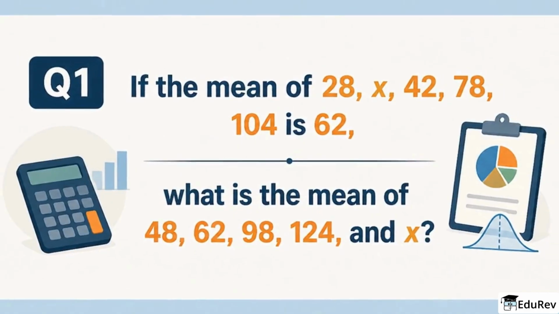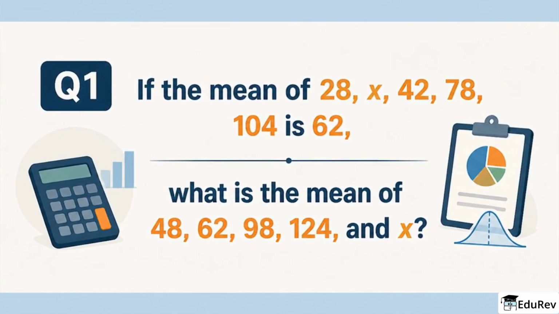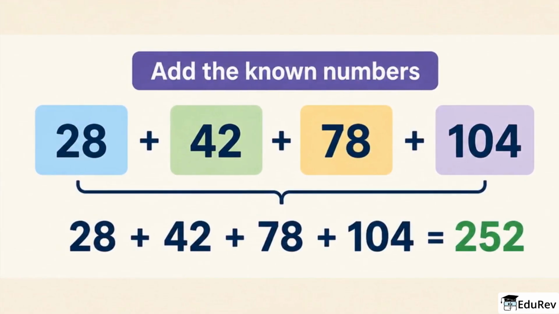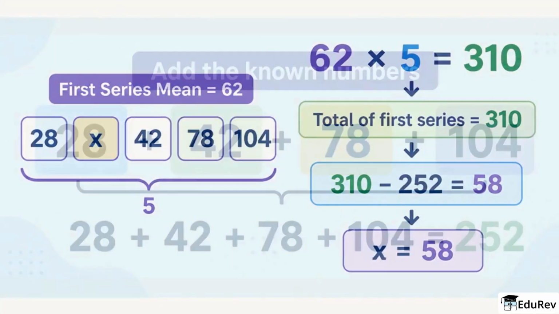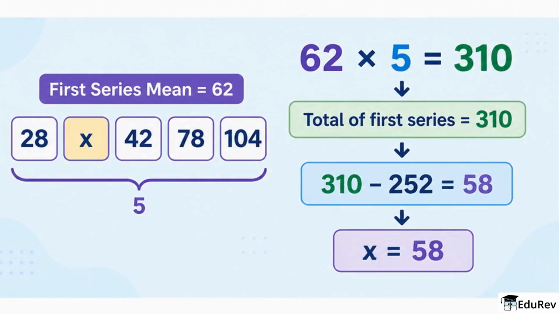Question number 1 asks, if the mean of 28, x, 42, 78, and 104 is 62, what is the mean of 48, 62, 98, 124, and x? First, find the sum of the known numbers in the first series. 28 + 42 + 78 + 104 equals 252. The total for the first series must be 62 times 5, which equals 310. So x equals 310 minus 252, which is 58.